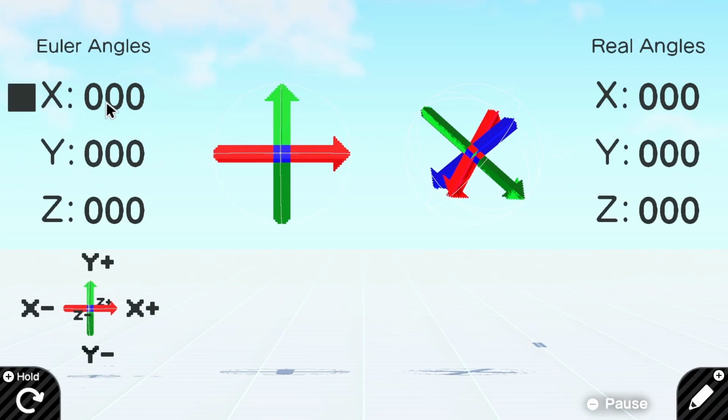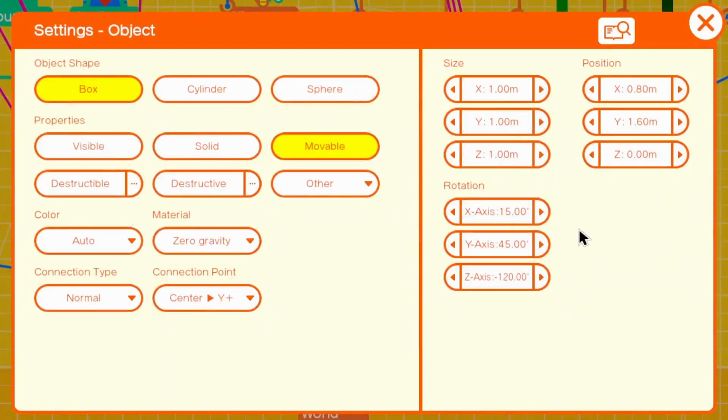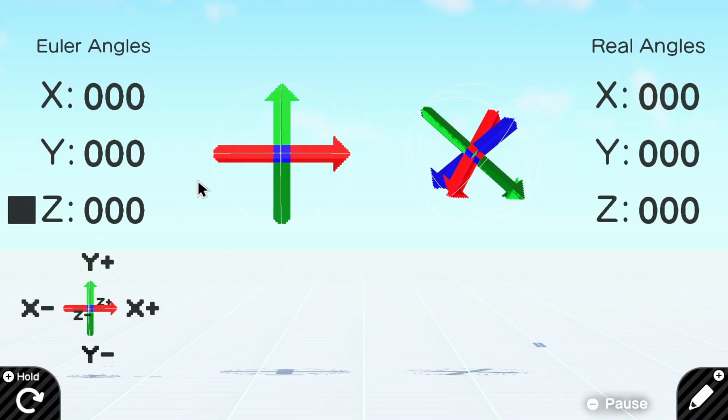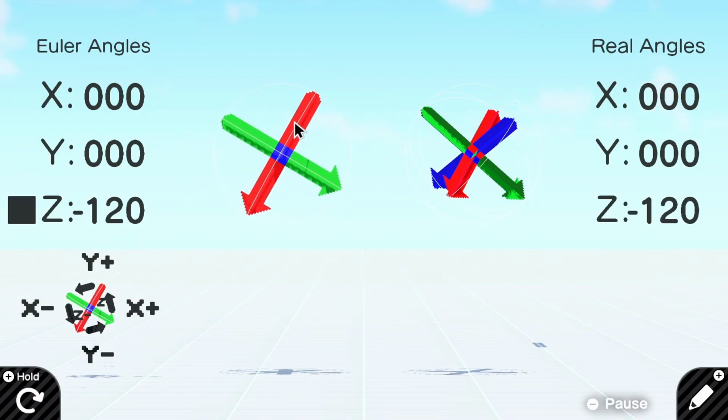And X rotation is rotation around the red arrow of the object, or its x-axis. So if we try to replicate the rotation of this object with that in mind, we'll see that okay, it's negative 120, 45, and 15. You first rotate the object negative 120 in the z-axis. See, it's going to end up here.